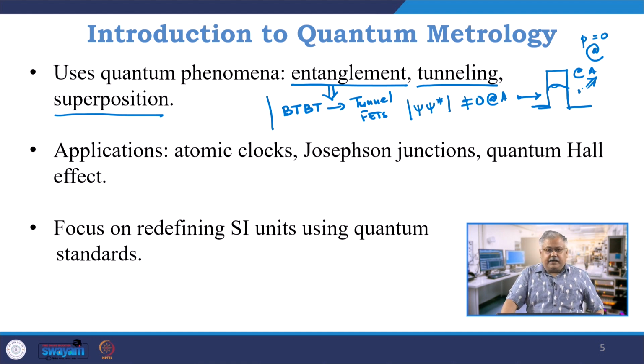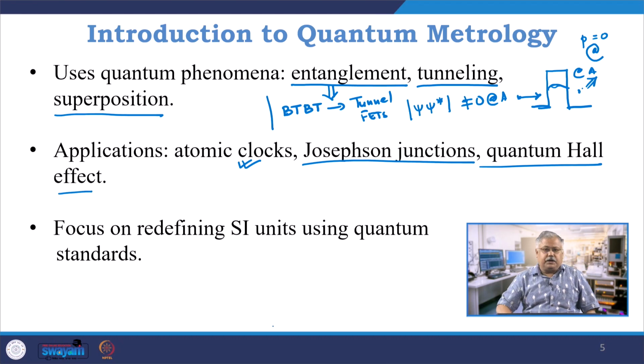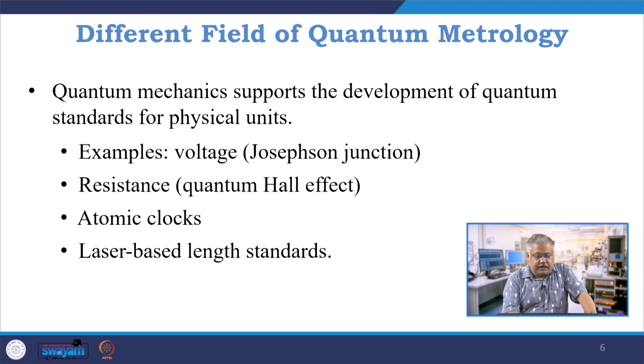Where do you find the applications? You find the applications in atomic clocks, and in junctions where we use Josephson junctions, and quantum effects are the point where we use it, and all these are kept at low temperature. So, we need to again focus on defining our SI units using quantum standards. That is the major concern which we have as far as the quantum mechanical condition is concerned.